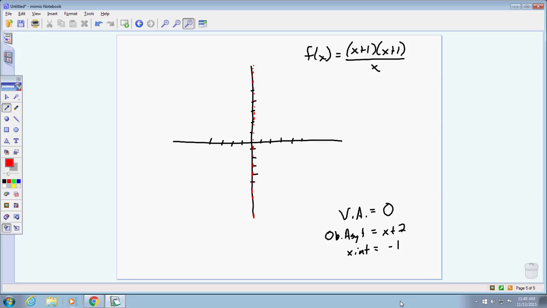So I literally graph this like I'm graphing a linear equation in grade 9. My y-intercept is at 2, a slope of 1, so I go up 1, over 1. And there is my oblique asymptote. So the graph exists somewhere in those quadrants. I'll call them quadrants, though they're not really quadrants. It's just y equals mx plus b.